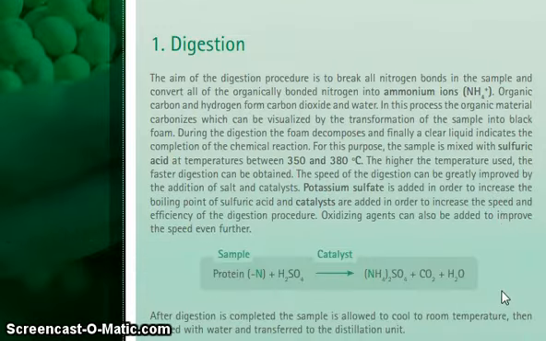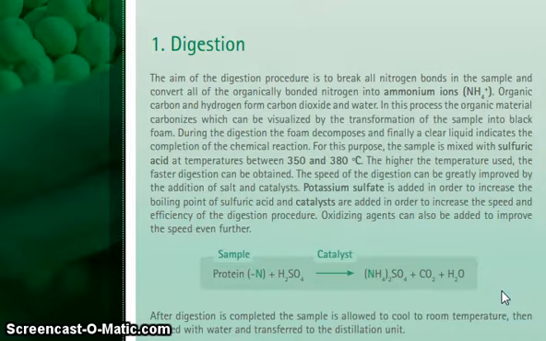Now I will talk on digestion. The aim of the digestion procedure is to break the nitrogen bond in the sample and convert all the organically bonded nitrogen into ammonium ions. Organic carbon and hydrogen form carbon dioxide and water. In this process, the organic material carbonizes, which can be visualized by the transformation of the sample into black foam. During the digestion, the foam decomposes and finally a clear liquid indicates the completion of the chemical reaction.